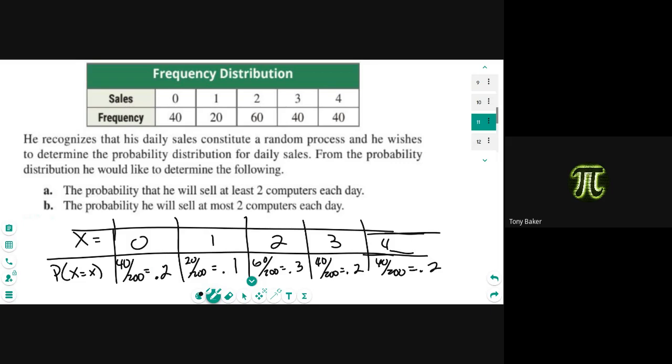So remember, reading is very, very important. Because if it was just 2 a day, that's right, 30%. It says at least 2, we're adding up the 2, the 3, and the 4. What's the probability that he will sell at most 2 computers each day? So at most would be what? 0, 1, and 2. So that would be 60%.